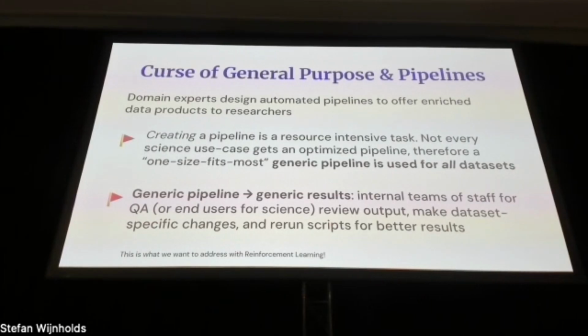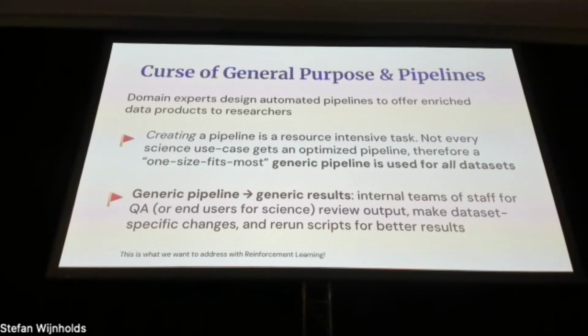Domain experts design these automated pipelines to offer enriched data products to the end users and the researchers and the community. The two red flags with this is that creating a pipeline is a resource-intensive task. So not every science use case gets its own optimized pipeline. And what happens is usually you get a one size fits most or a one size fits many that's then applied to all data sets.